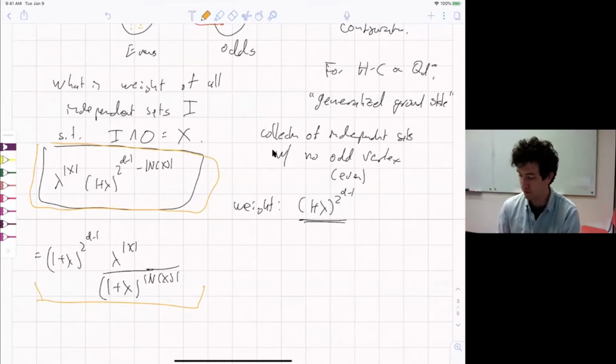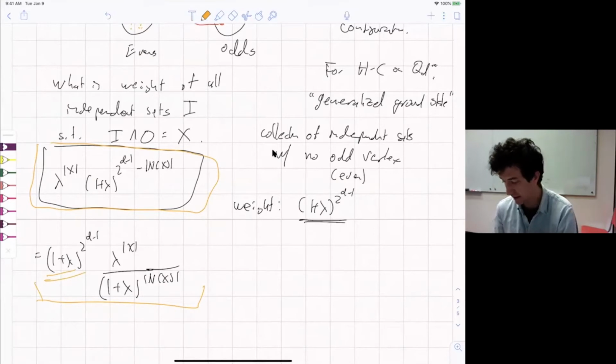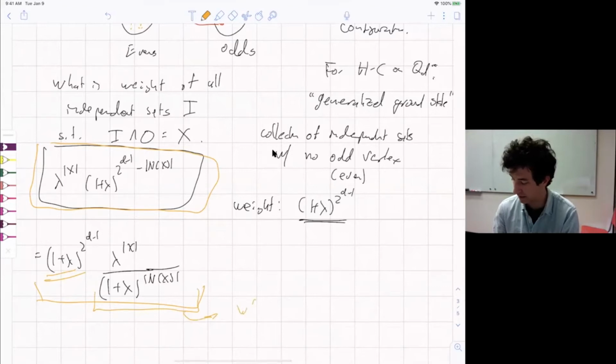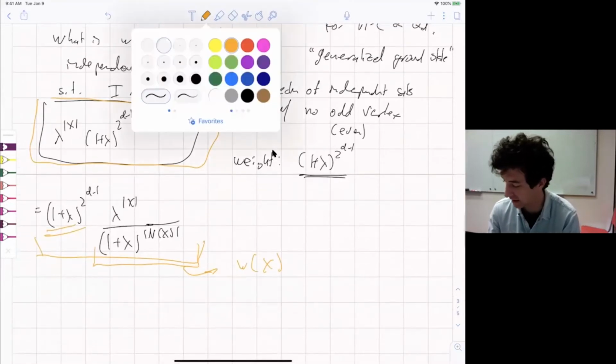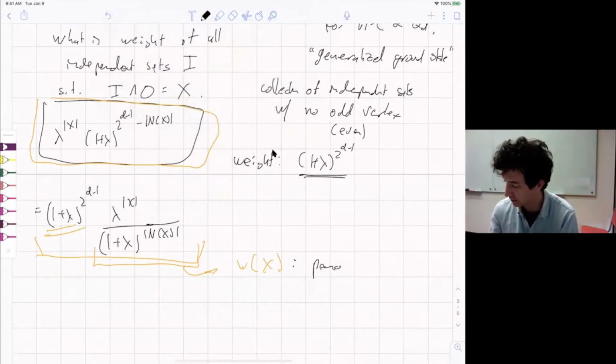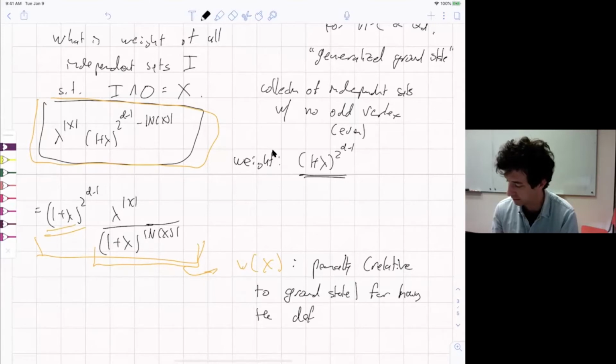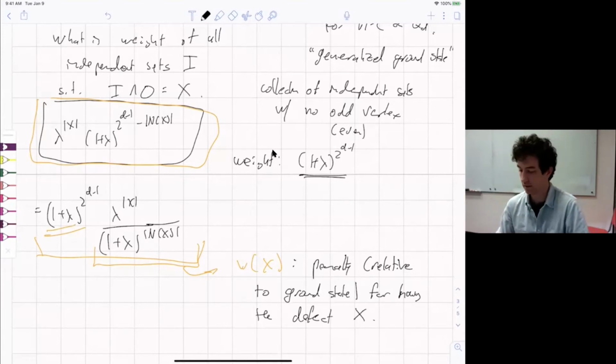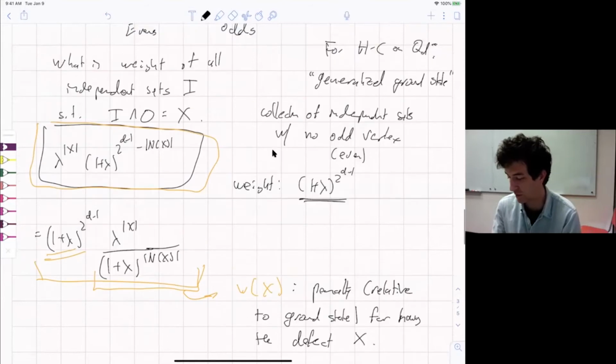The first thing to observe is, okay, we have this nice factor out front, and we can leave that out front. And here is some factor that we should think of as the weight of X. What do I mean by the weight of X? This is the penalty relative to the ground state for having the defect X. So this factor is less than 1, assuming X is small.